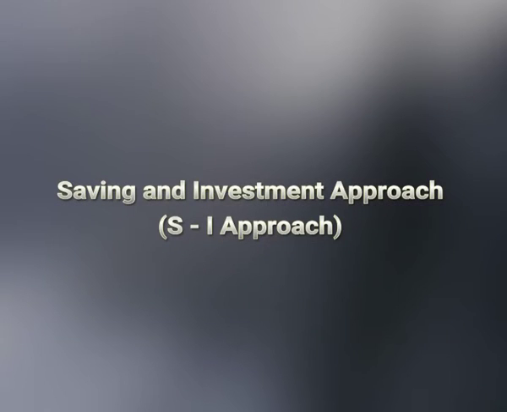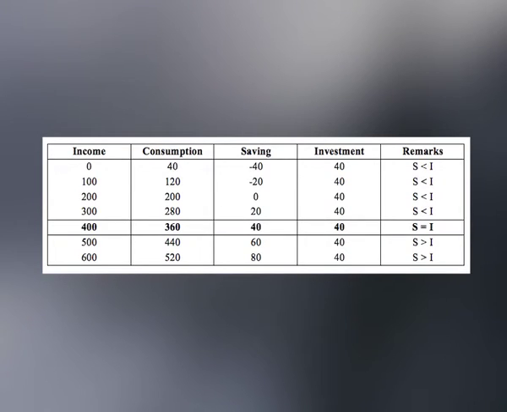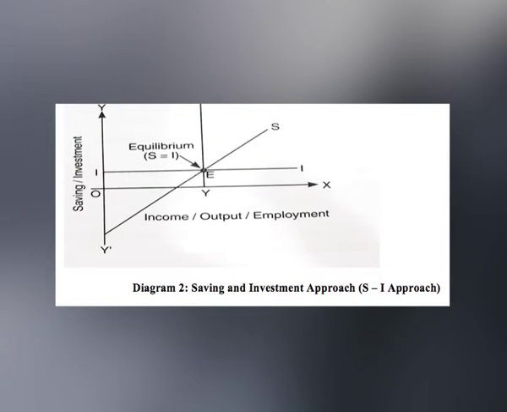Saving and investment approach, SI approach. According to this approach, the equilibrium level of income is determined at a level when planned saving is equal to planned investment. The equilibrium condition is explained with the help of the given schedule and diagram. Diagram 2, saving and investment approach, SI approach.